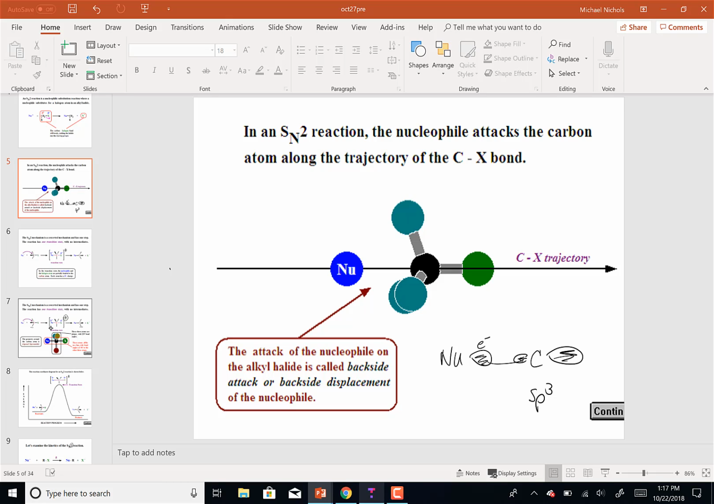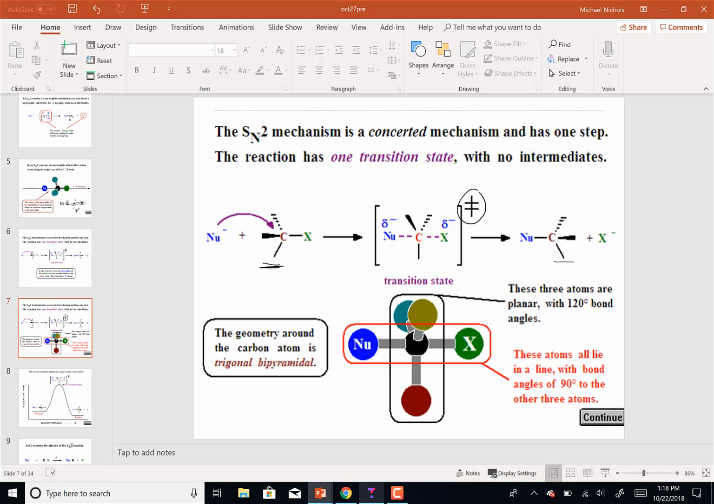And then the bonds that are already on carbon, they're pointed this way to begin with. They begin to move until they're perfectly straight up and down. That's the trigonal bipyramidal geometry. And then when the leaving group leaves, it's like an inside-out umbrella as they move to being oriented towards the right. So here they start out on the left, and here they end up on the right. So as the nucleophile comes in the middle is the trigonal bipyramidal, and then as the leaving group leaves, it switches to the other side.